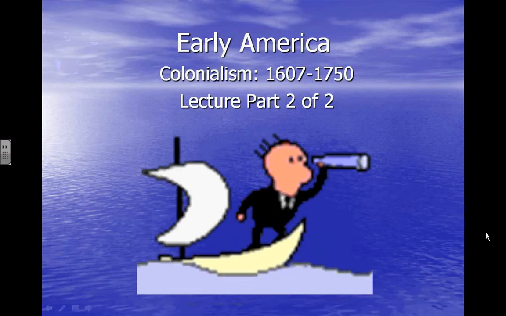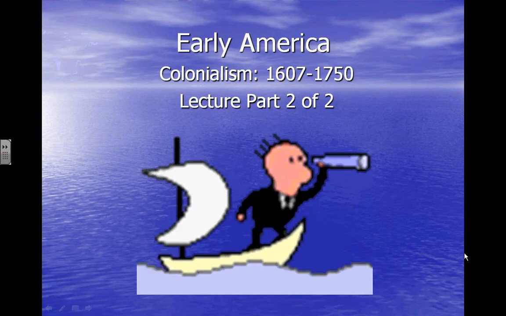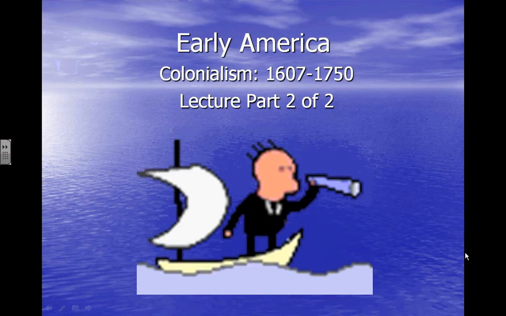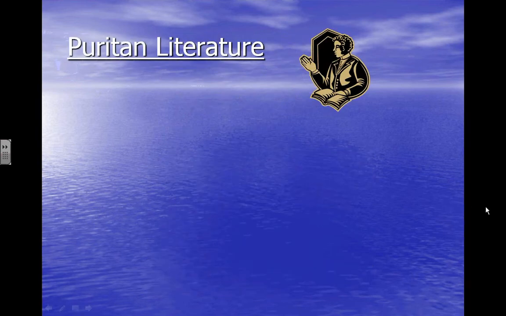Okay, welcome to part two of the colonialism lecture on early American literature. The time frame again is about 1607 to 1750. This is part two of two, so this is the last PowerPoint of this topic. Now, as you recall, we were learning about Puritans, and so now we're going to move on to the types of literature that Puritans would read and the types of literature that they would write, and that, of course, is what interests us most in this class.